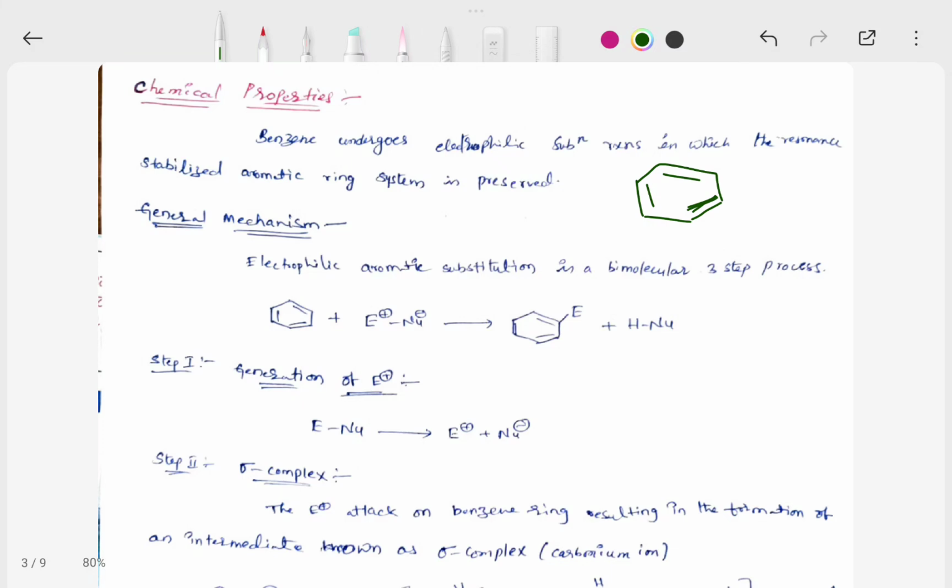Benzene undergoes electrophilic substitution reactions because of its aromaticity, and benzene is an electron-rich compound. It donates electrons towards electrophiles and participates in electrophilic substitution reactions in which the resonance-stabilized aromatic ring system is preserved.